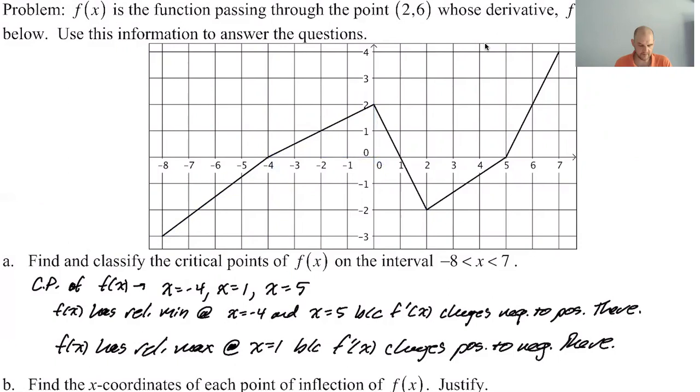So f double prime of -4 doesn't exist, but there's no sign change there for f double prime because f prime goes increasing to increasing, just increasing one way to increasing a different way. So not there. And then 5 is the same situation. F double prime of 5 doesn't exist, but there's no sign change in f double prime, so not a point of inflection. So I'm going to say the points of inflection on f of x are 0 and 2 because those are the relative extrema of f prime of x.